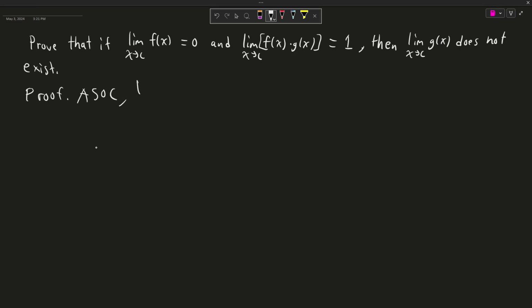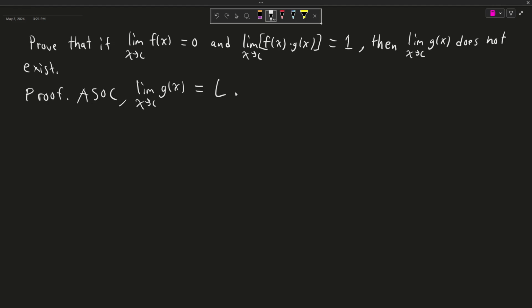that the limit as x approaches c of g of x actually does have a limit, and we're going to call that L. So using this, we're going to see with our assumptions that everything is also true. So quickly, since we know that the limit as x approaches c of f of x is 0 and it doesn't have anything to do with g of x, we don't really have to look at this. We just have to look at this part.